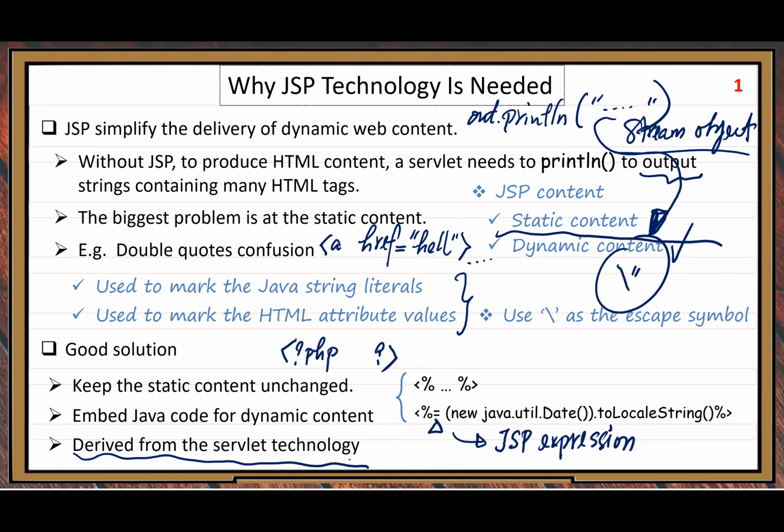Because there is one step: each JSP must be converted to a servlet before it can be used. There is a conversion step, the JSP to servlet conversion step. It is hidden. You cannot see it. Nobody can see it. But it is there.